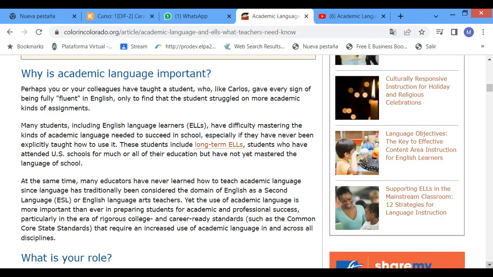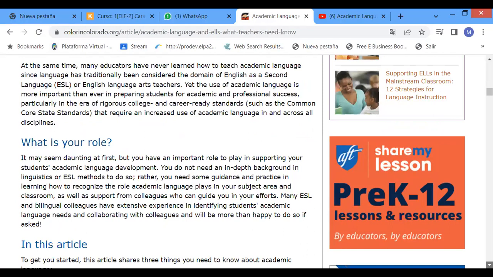That's good. Okay, so they agree, no? This article and Dr. Scarcella, because she said, for example, they said here, the use of academic language is more important than ever in preparing students for academic and professional success, particularly in the area of rigorous college and career-ready language. Okay. Very good. But what is your role?